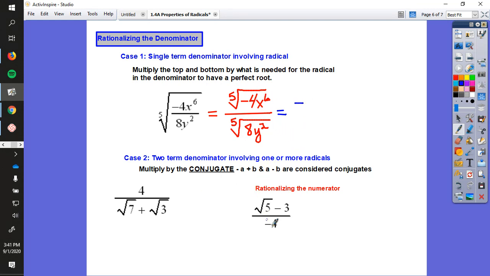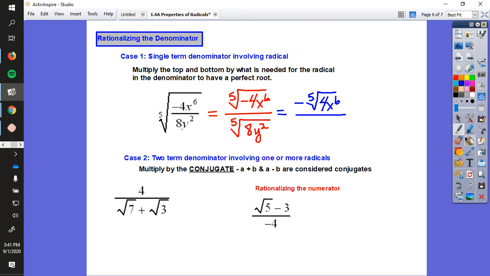4, I don't have enough numbers yet. I may get some later, but right now I'm just going to leave everything as it is. So even though I can take some x's out, I'm just going to leave it like that. And let's see what happens, because I need to rationalize the denominator.